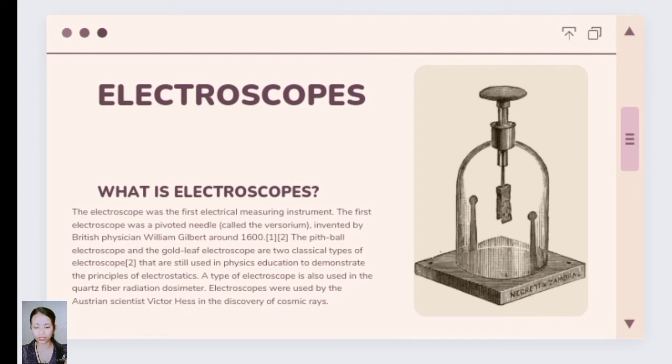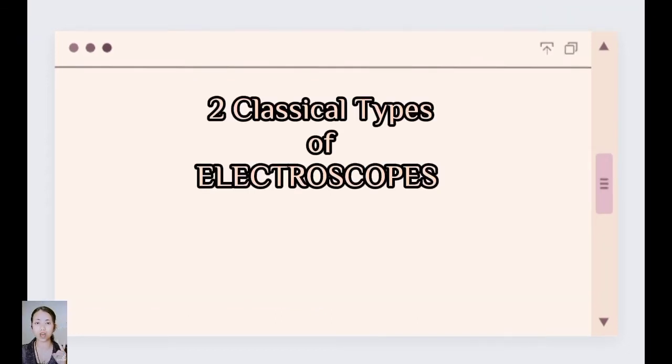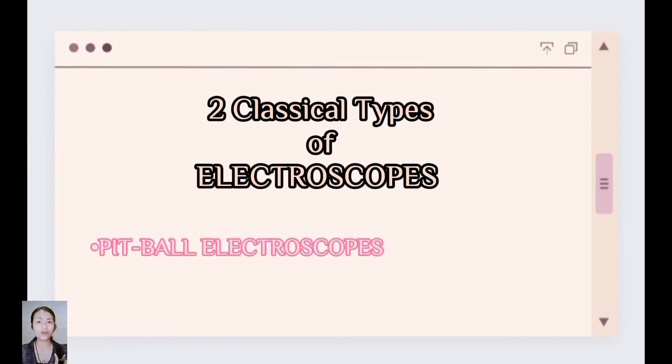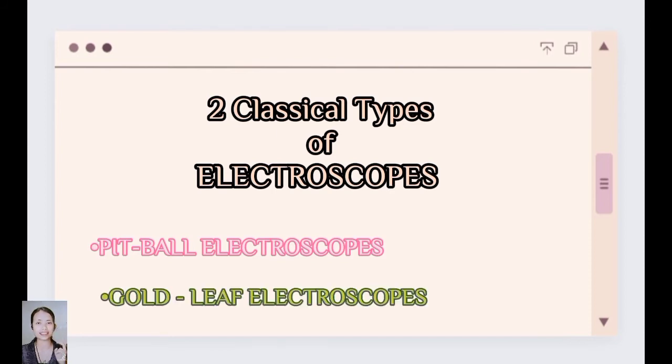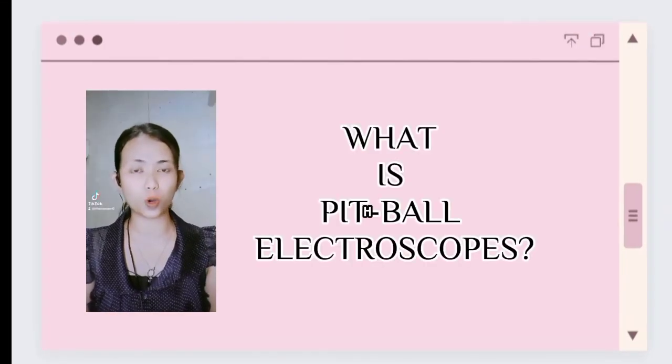The pith ball electroscope and the gold leaf electroscope are two classical types of electroscope. So, electroscope has two classical types. The first is the pith ball electroscope and the second is the gold leaf electroscope. So, let's discuss these two types. What is a pith ball electroscope?